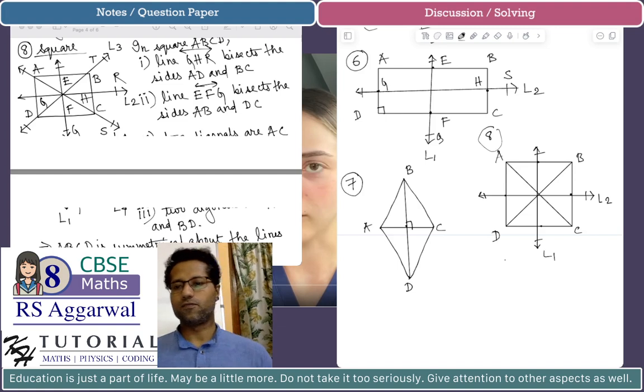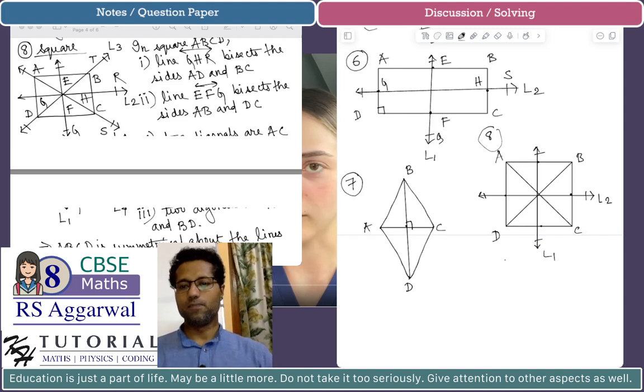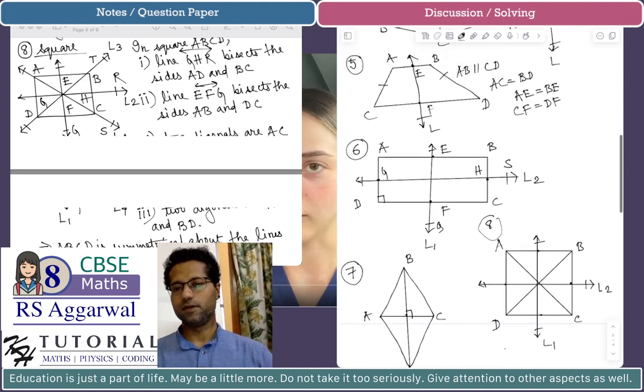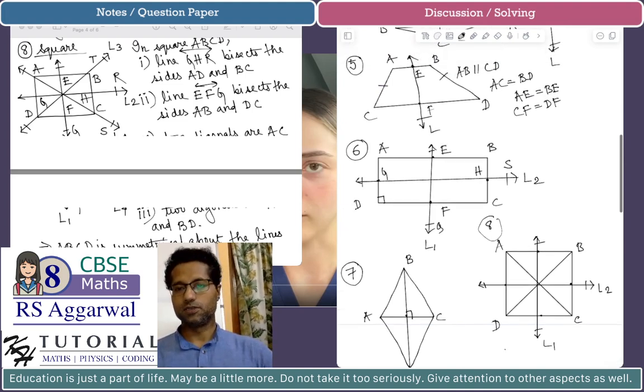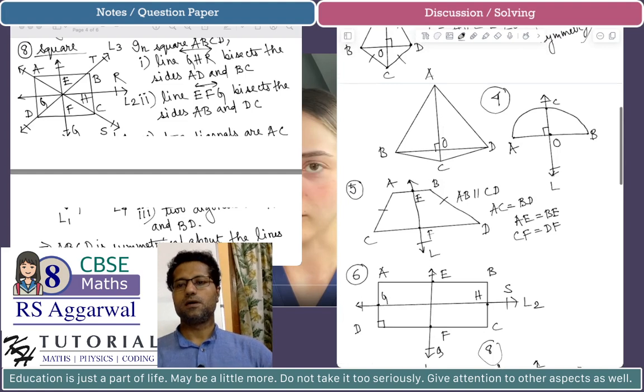So a square has 4 lines of symmetry. A rhombus has 2 lines of symmetry. That is, the two diagonals of the rhombus are its lines of symmetry. A rectangle has 2 lines of symmetry. That is, the lines joining the midpoints of the opposite sides. An isosceles trapezium has a single line of symmetry. That is, the line joining the midpoints of the opposite parallel sides.